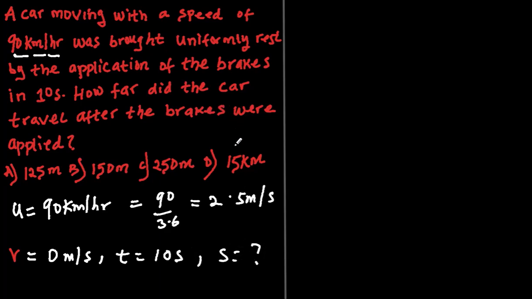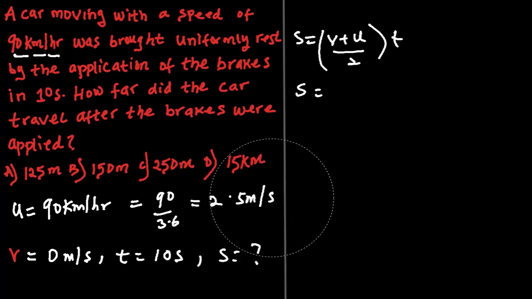So which of the equations of motion has u, v, t, and s? That, of course, is s equals (v plus u) over 2 into t. So we have, I messed up on this part. It's supposed to be 25, not 2.5. Let me erase this. Sorry, this is supposed to be 25.